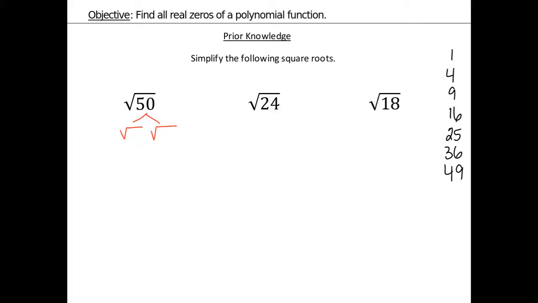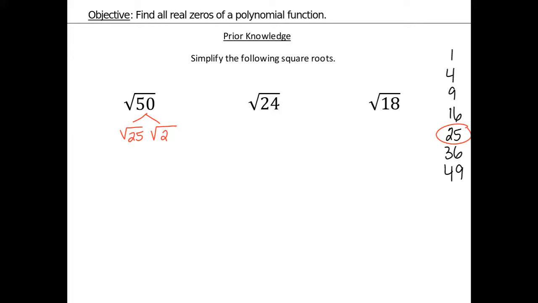So if I look at my list of numbers over here that are smaller than 50, I have all of these numbers that are smaller than 50. I'm checking which of those goes into 50. Well, I can see 25 is a perfect square, and 25 goes into 50. So 25 is a factor of 50. And I know 25 times 2 would give me 50.